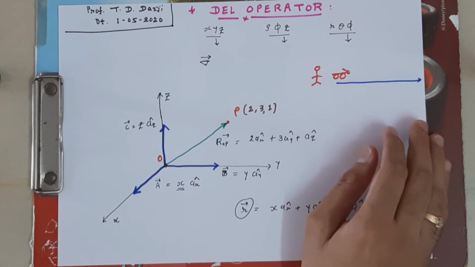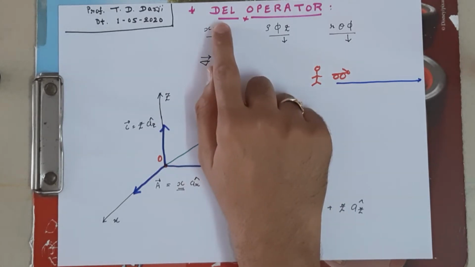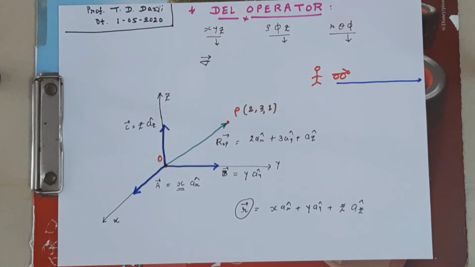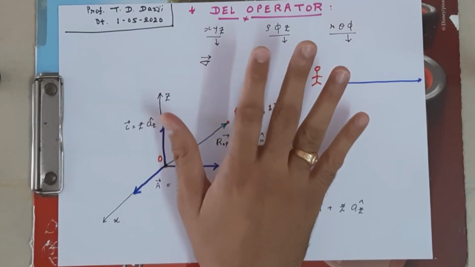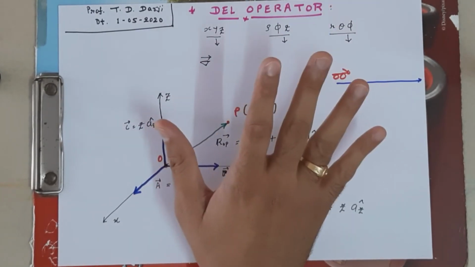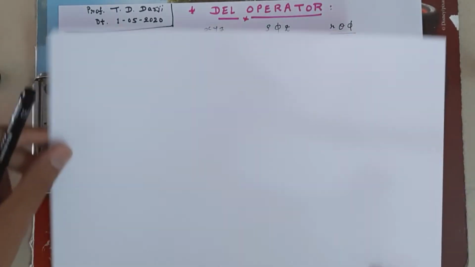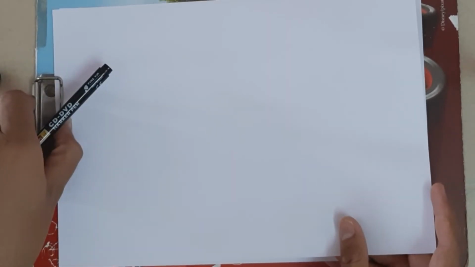First, I will cover what divergence, curl and gradient are, and after that we will jump again to the Del operator, because it is difficult to understand the Del operator directly. So first of all I will explain to you what divergence, gradient and curl are. Then we will switch over to the Del operator again. Here I will take one same example.